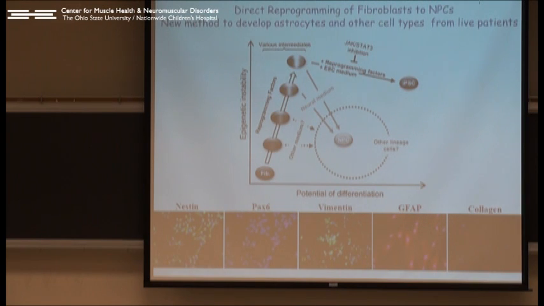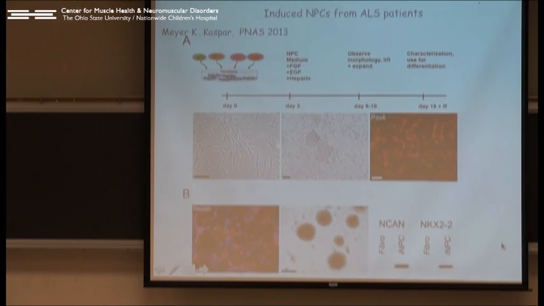But then one can push these cells into an astrocyte, with vimentin and GFAP. So these are markers for astrocytes. And they lose the fibroblast or collagen expression. So what do these cells look like now?